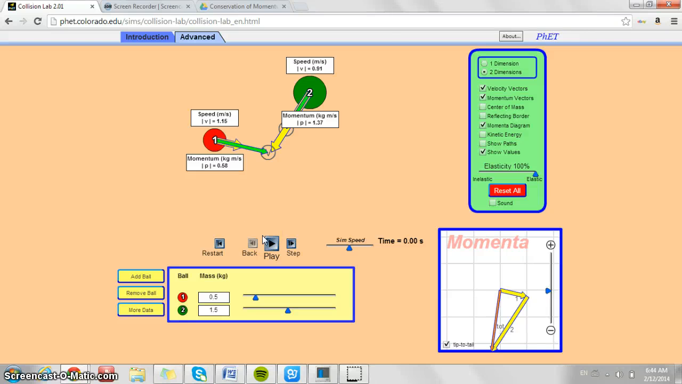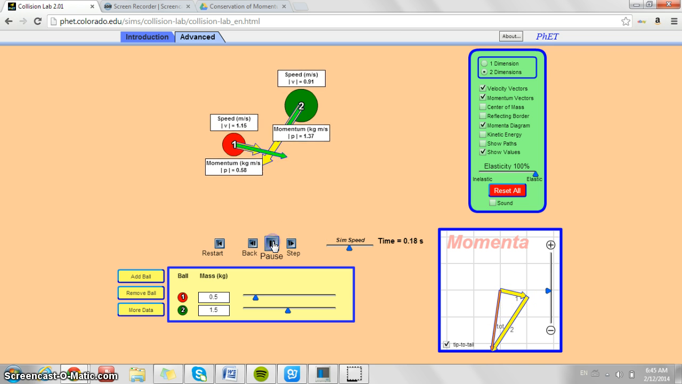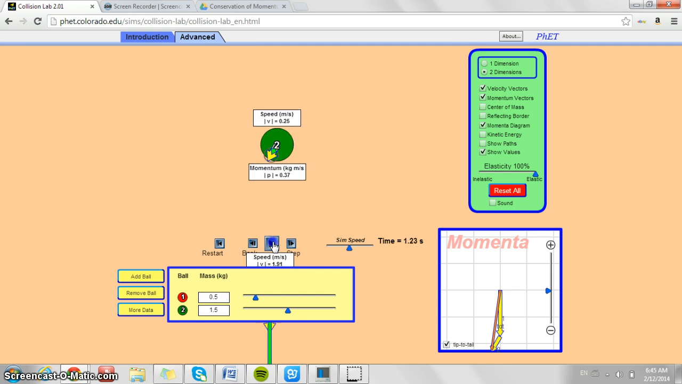So here's a simulation from momentum, and we have two masses, one smaller mass and one bigger mass, and they're going to collide. And if you notice, they're both going at different speeds and different momentums. Take note over here, this orange vector is the total momentum, like the total net force, because momentum is a vector. So, here we go. Boom.